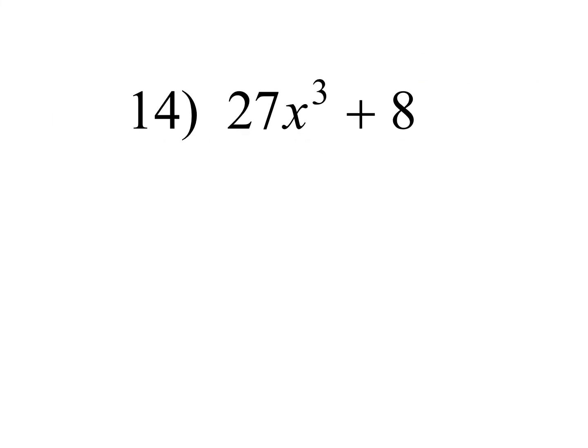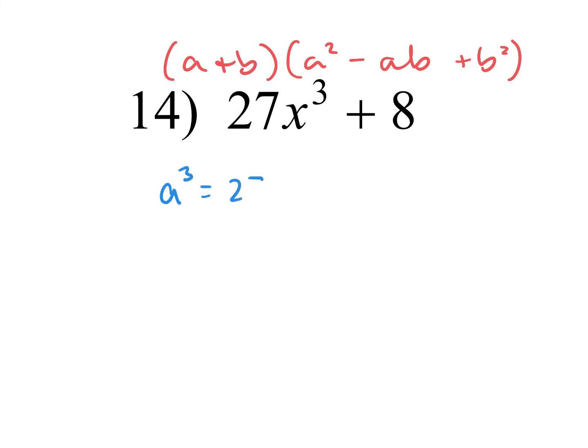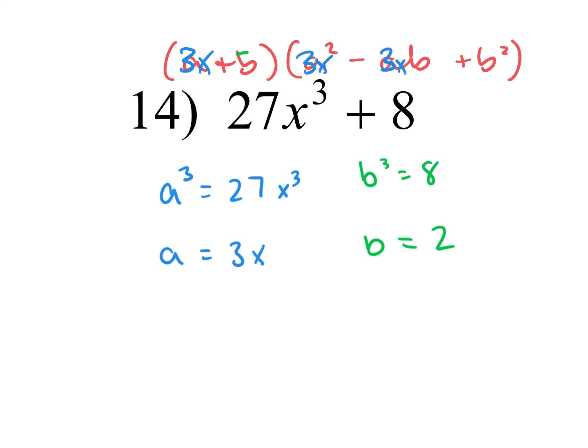All right, let's go to 14. So again, my formula is a plus b times a squared minus ab plus b squared. So if a cubed is 27x cubed, what is just a? 3x. Awesome. And then if b cubed is equal to 8, what is just b? 2. So everywhere I have an a, I plug in 3x. And everywhere I have a b, I plug in 2.